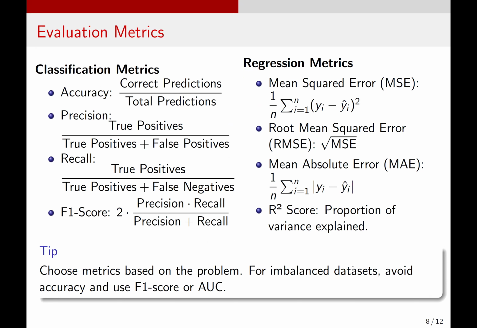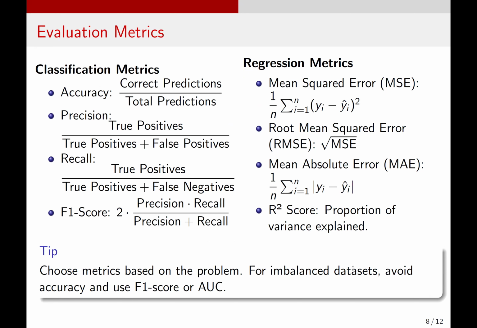Then you have R squared score, another metric for regression. The R squared score tells you the proportion of variance explained. For instance, in the snippet we did for linear regression, we got an R squared score of 0.45. That tells you that only 45% of the variance is explained by the model. That's why you want something higher, right?